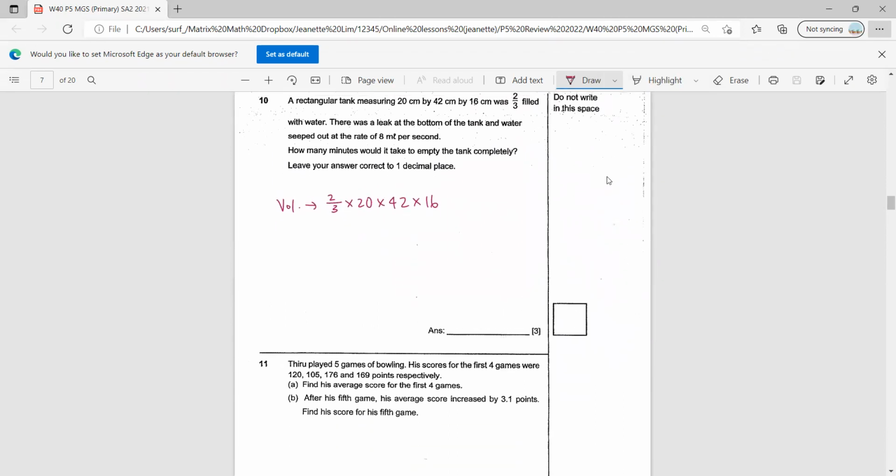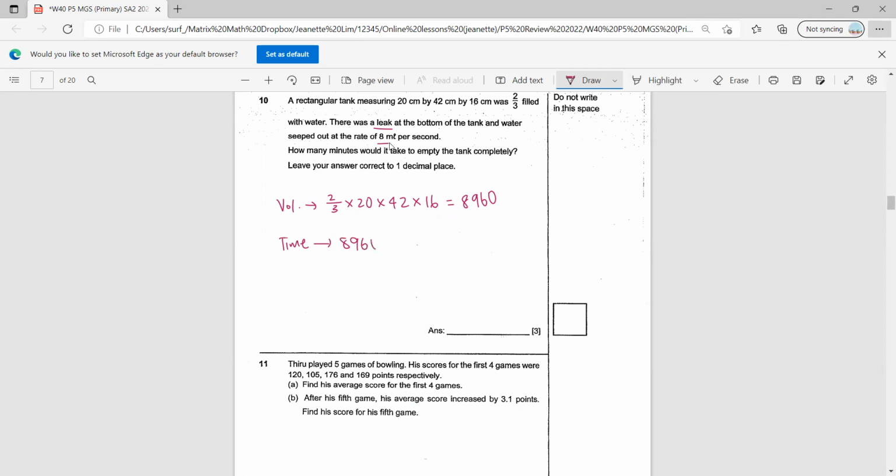Wait, tank. Okay, wait. There's a tank 2/3 filled, right? So you find this volume. So 2/3 times length times breadth times height. You get the volume at first. Then there's a leak at the bottom. Water seeping out at 8 ml per second. So if this is the volume, then you divide by 8 to find the time taken.